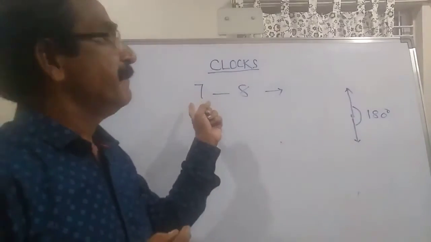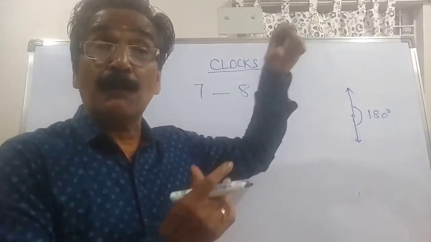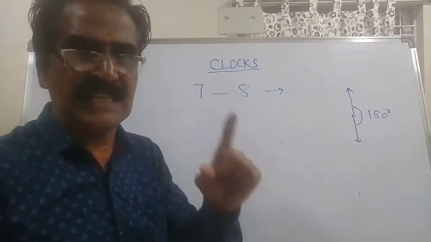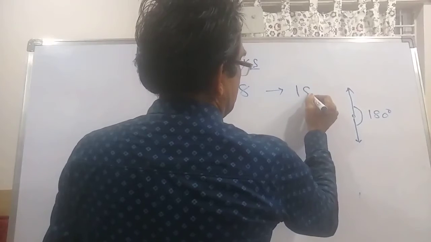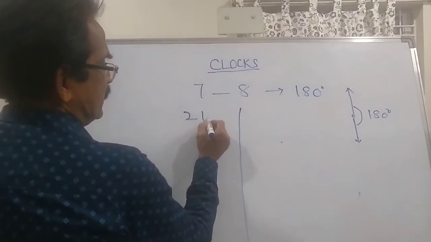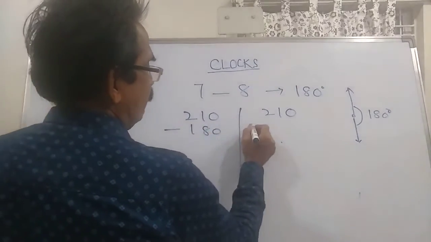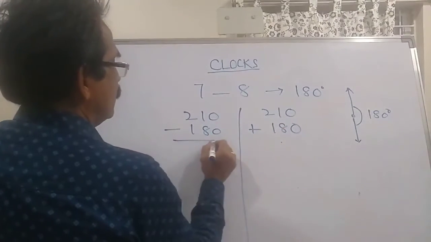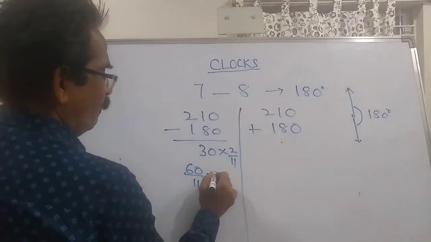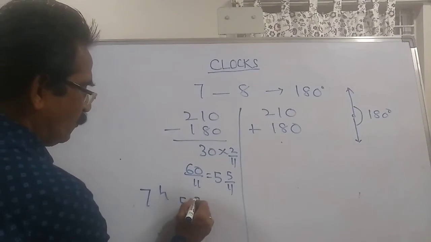So now he is asking between 7 and 8, at what time the hands will come to a straight line position. Straight line position means the angle between the hands is 180 degrees. So let us take 180 degrees and solve the problem as usual. At 7 o'clock, what is the angle between the hands? At 7:30 it is 210. Here also you put 210. One time you subtract and one time you add. 210 minus 180 is 30, into 2 by 11 is 60 by 11, that is 5 5 by 11. That is 7 hours 5 5 by 11 minutes.